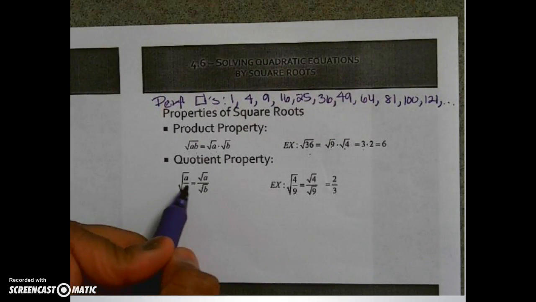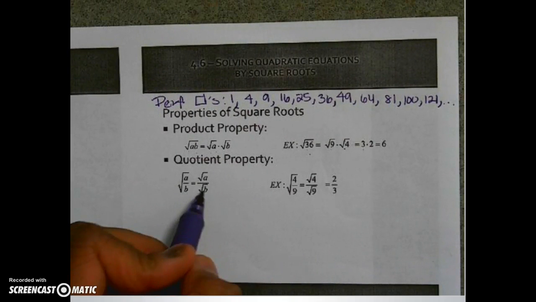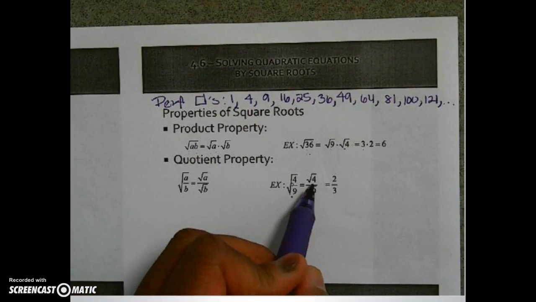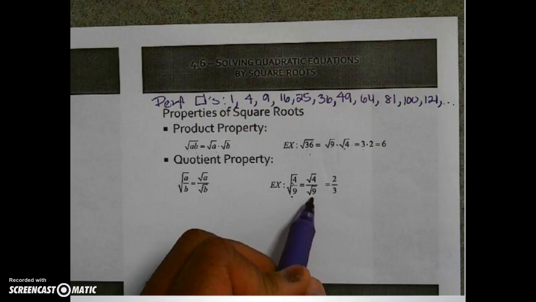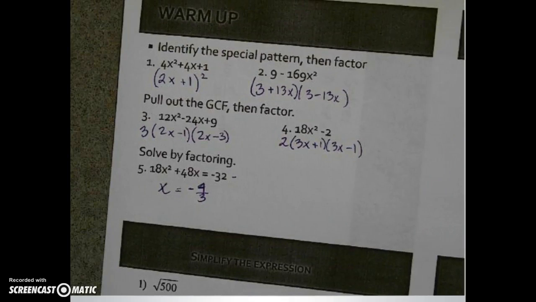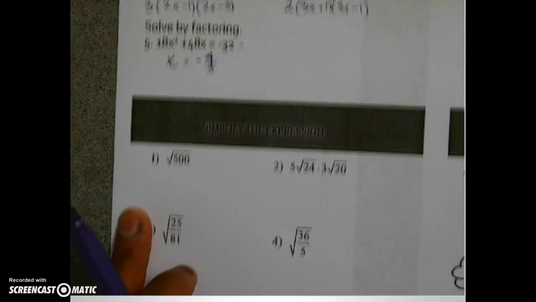And then the quotient one is if you divide, instead you can divide them and have two separate radicals. So if I have the square root of 4 over 9, I can look at this as the square root of 4 over the square root of 9, which simplifies to 2/3. Those perfect squares, we're going to need them for this first example.